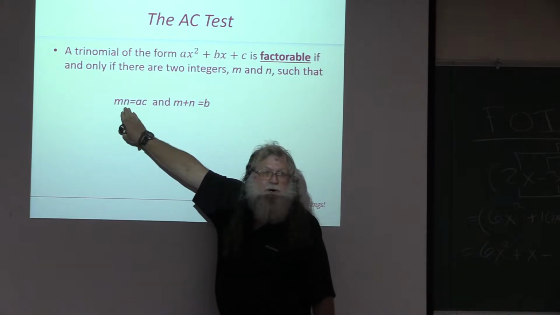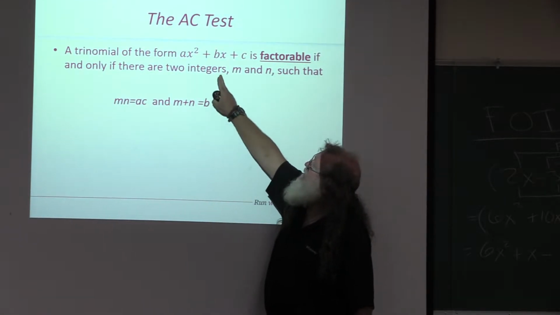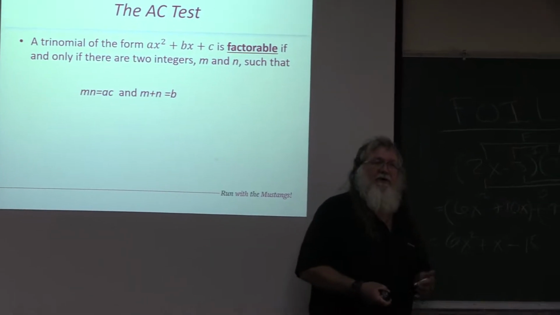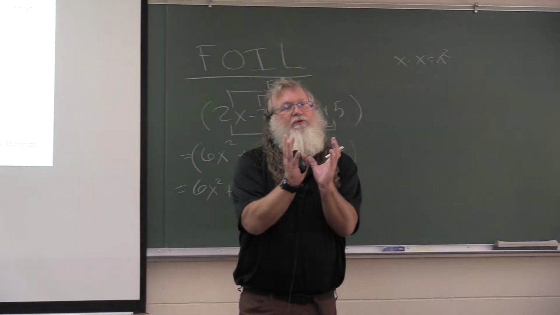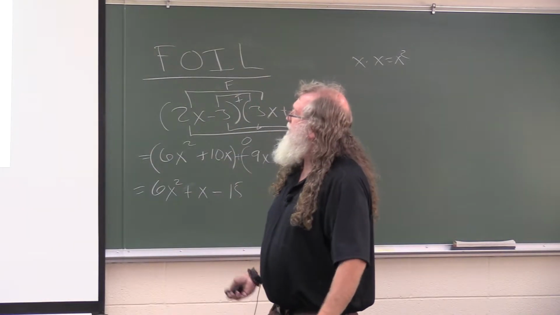We got to find 2 numbers that multiply to that, and they have to add to b. The b is what? The middle coefficient. So we're going to look at finding 2 numbers that multiply to a times c that add up to that middle coefficient.